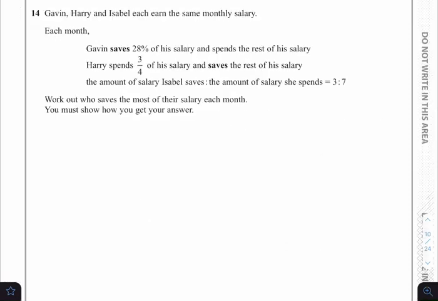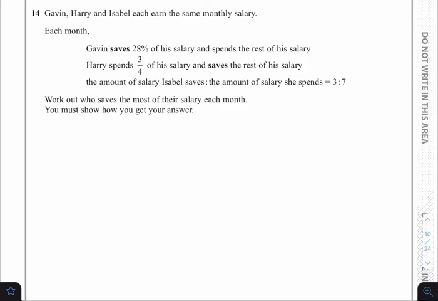Gavin, Harry and Isabel earn the same monthly salary. Each month, Gavin saves 28% of his salary, spends the rest of his salary. Harry spends 3/4 of his salary and saves the rest of his salary. The amount of salary Isabel saves to the amount of salary she spends is 3 to 7.